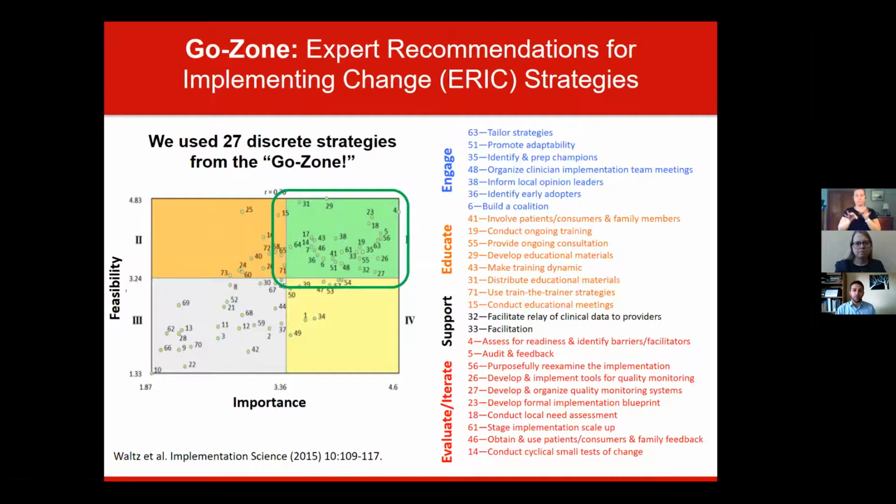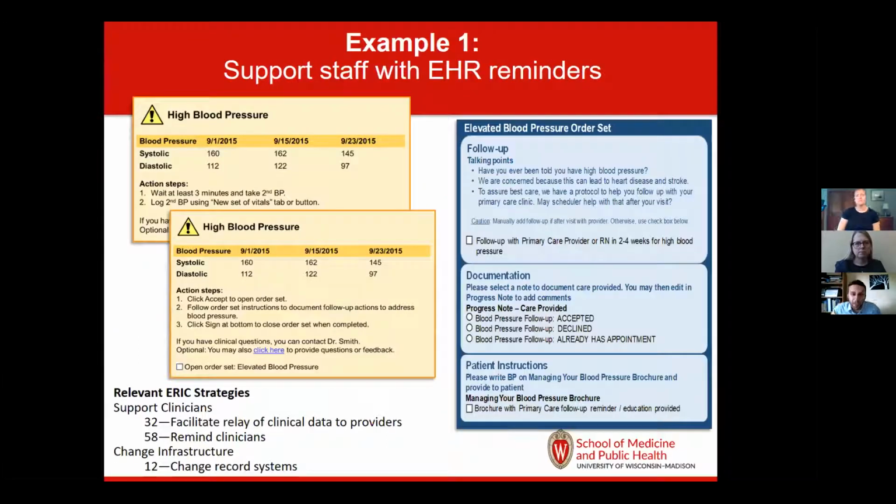The first one that I'll go over is supporting staff with electronic health record reminders. Starting all the way at the bottom left, you can see that there are a number of relevant ERIC strategies represented here. In the Waltz category of supporting clinicians, we have facilitating relay of data to staff as well as reminding them. And then in the change infrastructure category, we're changing the electronic health record system.